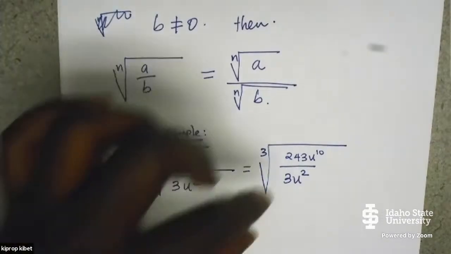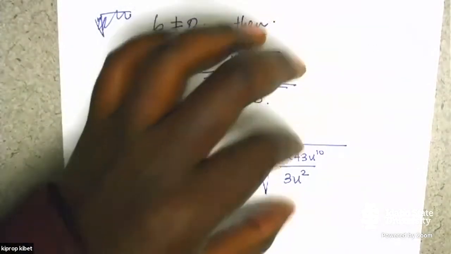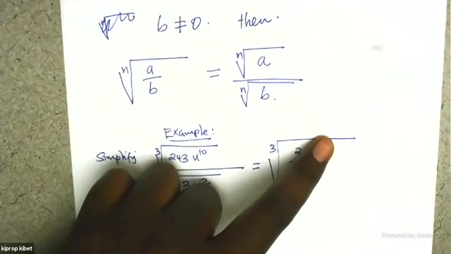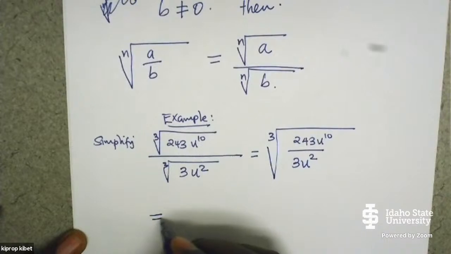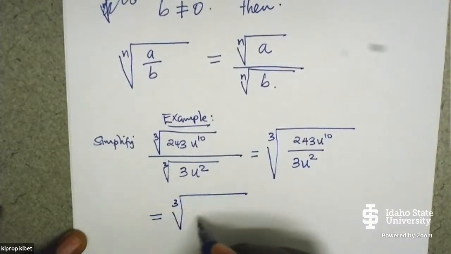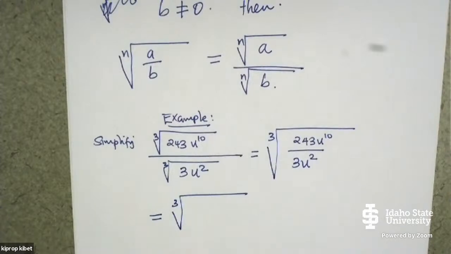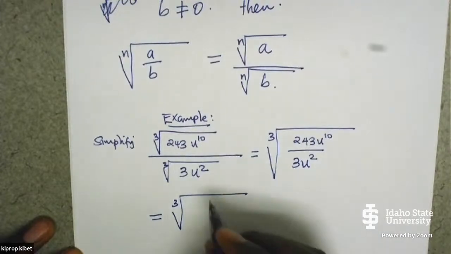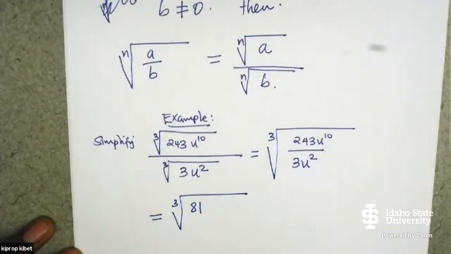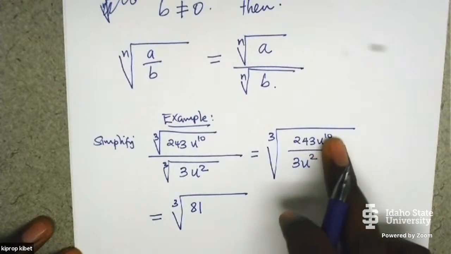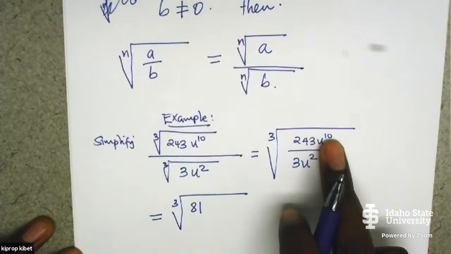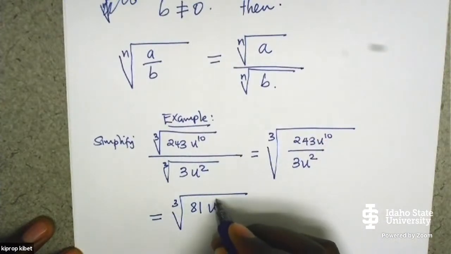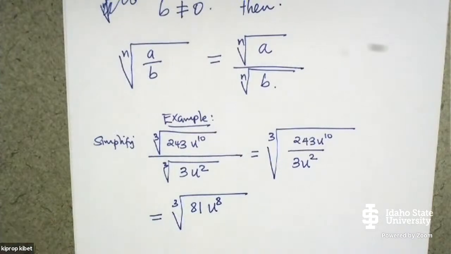So we can actually simplify inside first, and then we come and apply the what? The radical. So this is equal to the cube root of 243 divided by 3, which is what? 81. u raised to 10, when you bring the u down here up there, it becomes u raised to what? u raised to 8.